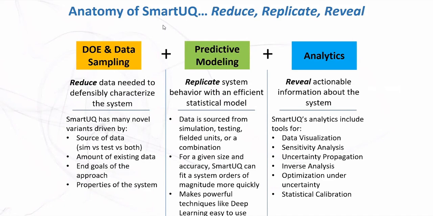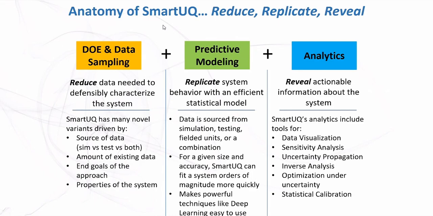In terms of SmartUQ, as a very initial high-level look at the features offered, I'd say there are three main categories of tools within SmartUQ. There are designs of experiments and data sampling tools, to decide which data to collect or use. There's a variety of predictive models. Sometimes people call these machine learning models or surrogate models or emulators, but whatever you call them, they're different models you can train using the data. And then lastly, there are the analytics features.